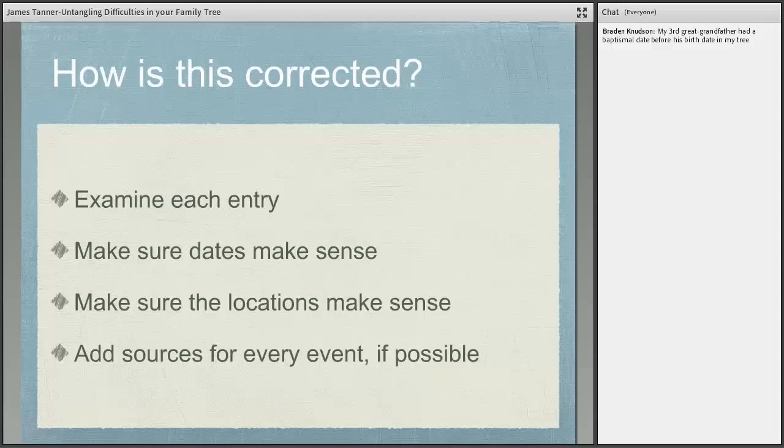Now, we get into arguments or questions about how accurate are the sources. Well, the sources are sources, whether they're accurate or not. At least they're more accurate than making up the information. So what we need to do is add as many sources as possible.